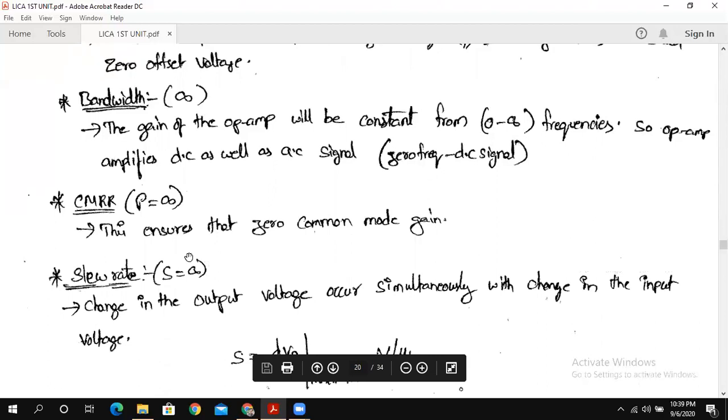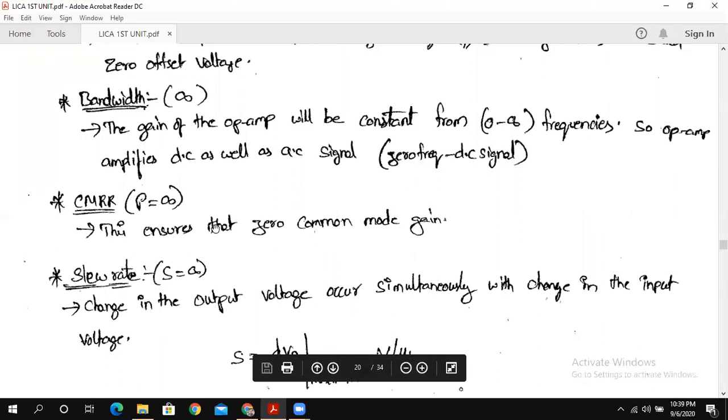Next is the CMRR. CMRR must be very high, so for an ideal op amp, CMRR must be infinite. This ensures zero common mode gain. There will be no common mode gain. So CMRR infinite means the common mode gain is almost zero.